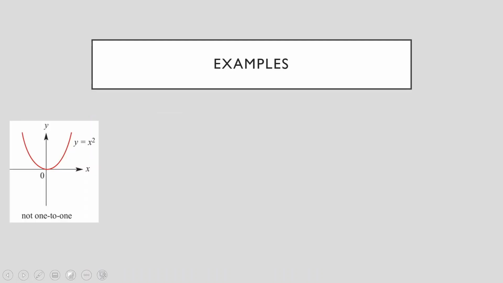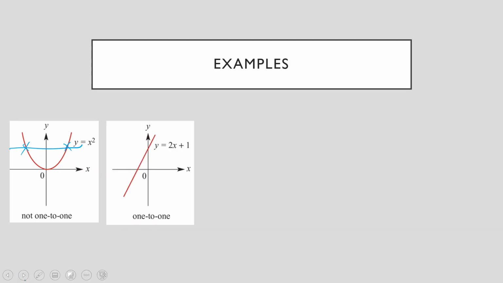Okay, so let's look at some examples. So there's our parabola, y equals x squared. It's not one-to-one. It does not pass the horizontal line test because I can draw a horizontal line and it intersects twice. Okay, y equals 2x plus 1. It is one-to-one because no matter where I draw a horizontal line, it's only going to intersect that graph once.